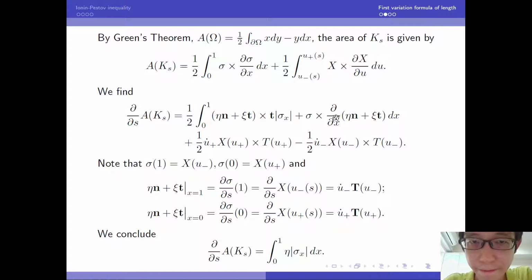And we are left with another eta. So there's a 1/2 here. So at the end we have 1 eta, and the boundary term will cancel out the third and fourth terms by the relation I just told you. Okay. So at the end, the derivative of area is just the normal component of the variation.